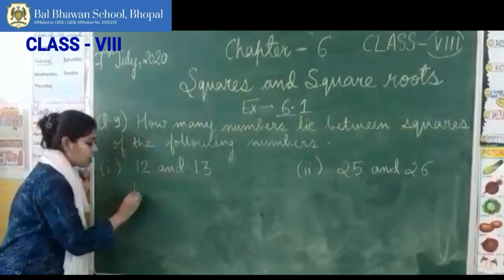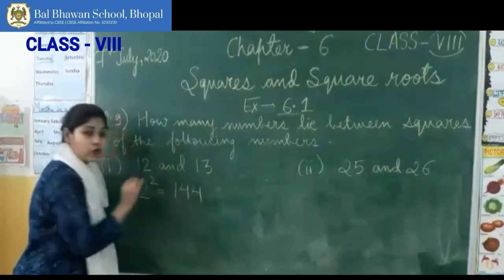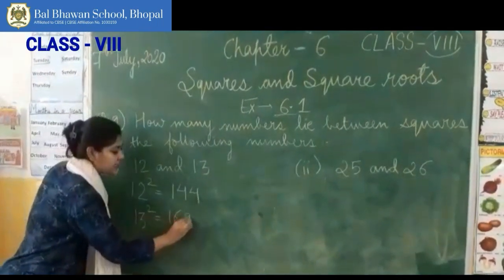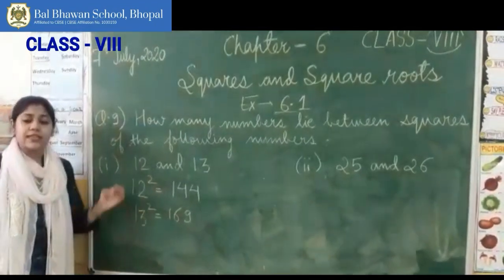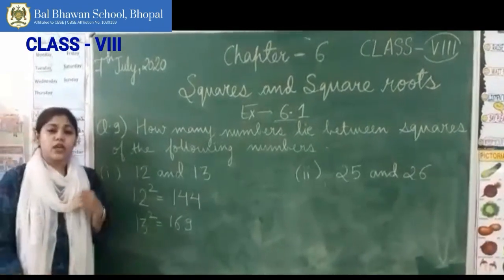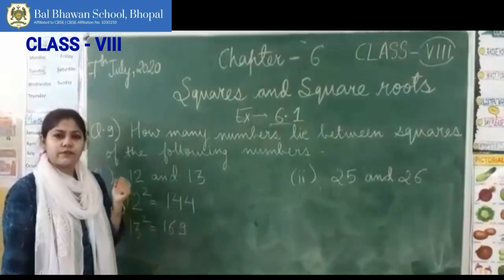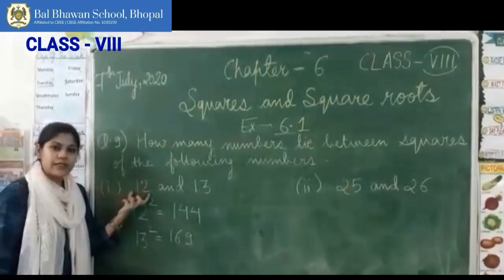Okay, we have to find the numbers which are going to lie between their squares. Square of 12 is 144. Square of 13 is 169. Now these are the squares of these two consecutive numbers, and they are asking us to calculate the numbers which are going to lie between them. So we don't need to count it on fingers as it is going to take a lot of time. So we have a short trick for this.